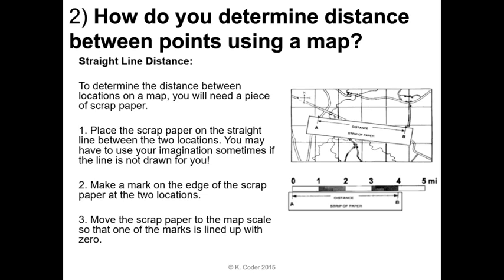Step 3, you're going to move that scrap paper after you have the marks to the map scale on the bottom of your page, so that one of the marks is lined up with the 0. And you see that on the scale to the right, where they have A lined up with 0. And now we can see how far B is in a straight line. Okay, so the other mark indicates the distance, which for this example would be 4 miles.